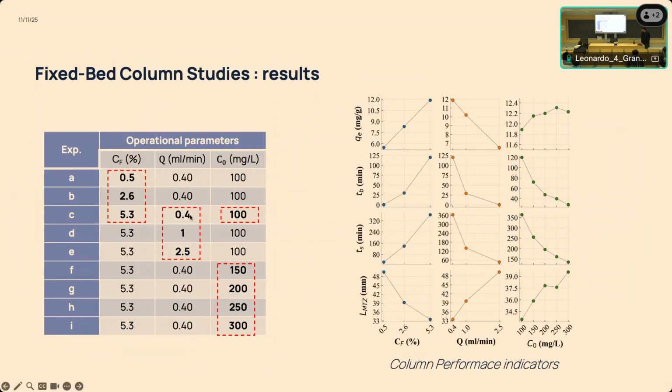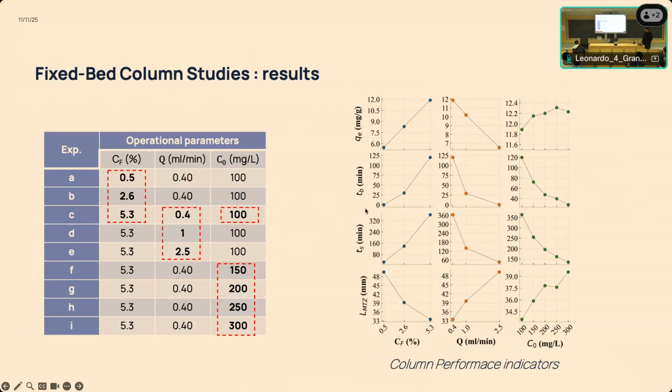Here you can see the experiment was conducted from experiment number A to I. How we did it: we have this standard experiment at an adsorbent clay fraction of 5.3%, a flow rate of 0.4 ml per minute, and an initial concentration of 100 milligram per liter. And we ended up increasing the flow rate, increasing the concentration, and decreasing the clay fractions.